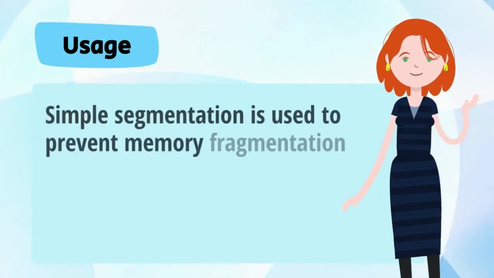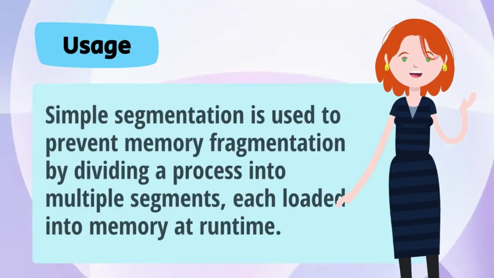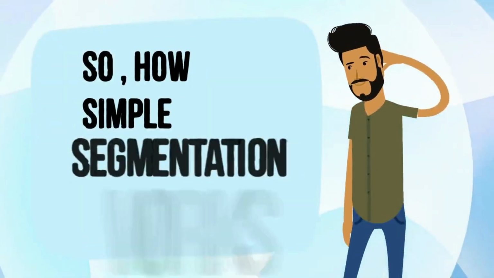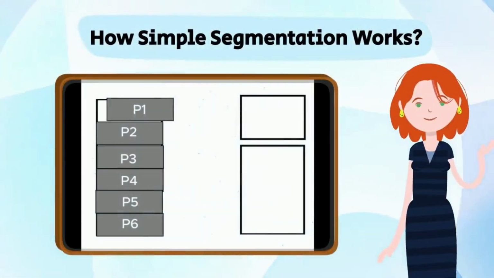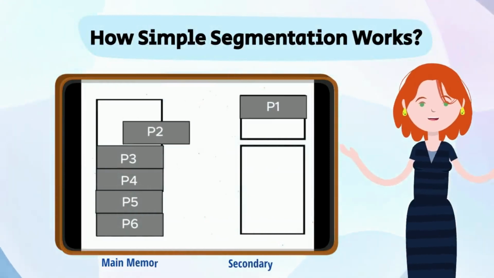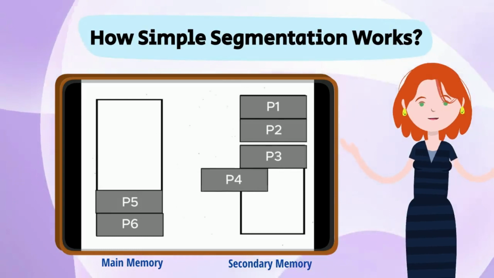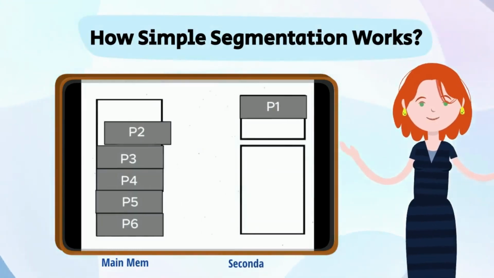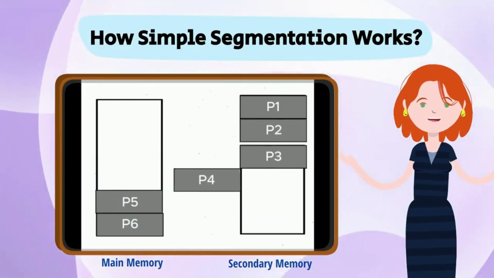Simple segmentation is used to prevent memory fragmentation by dividing a process into multiple segments, each loaded into memory at runtime. So, how does simple segmentation work? In simple segmentation, frames are in main memory and pages in secondary memory. Data is loaded from main to secondary memory, where variable-sized segments are divided into variable-sized pages. Segment positions are not fixed and can change.